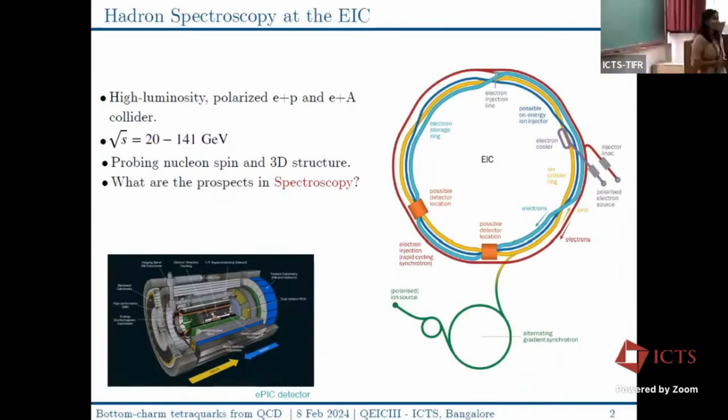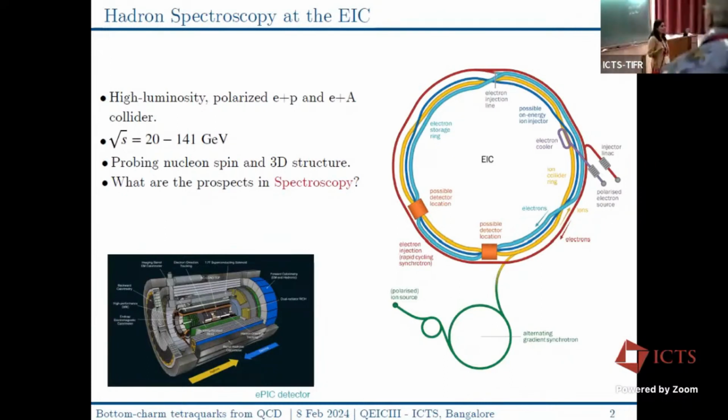Before moving on to the actual work, let's motivate it a little bit from an EIC perspective. This ring is going to be the EIC at BNL. It is high luminosity, polarized, and has electron-proton and electron-ion collisions, and the center of mass energy is between 20 to 141 GeV.